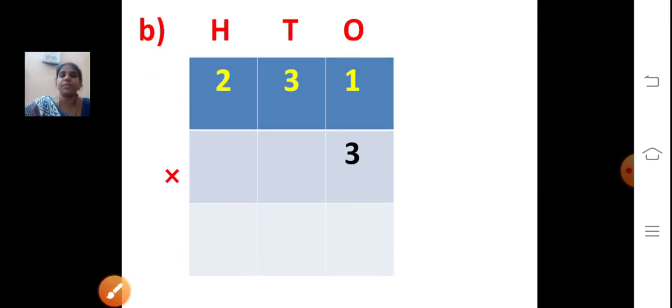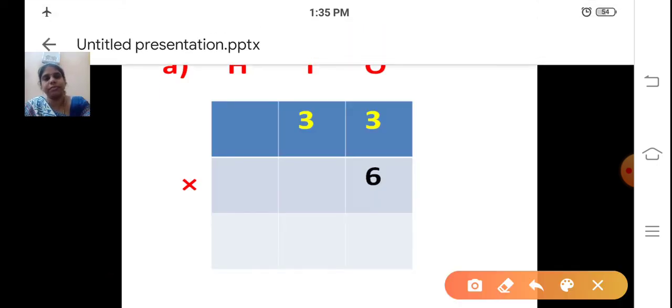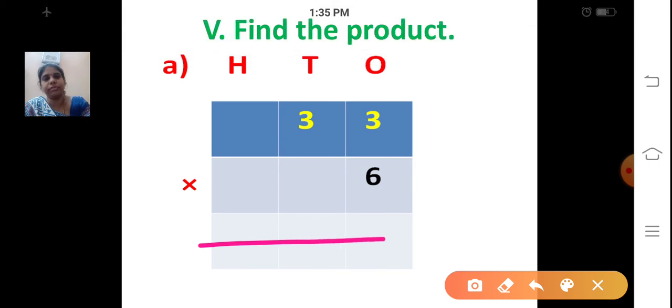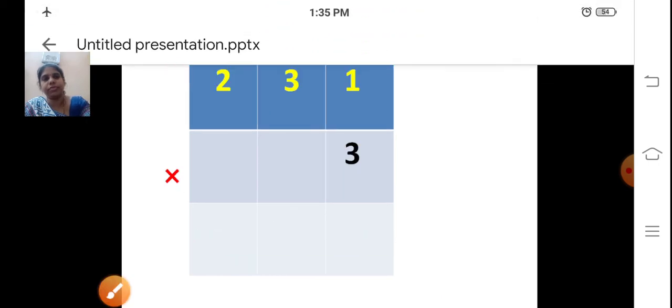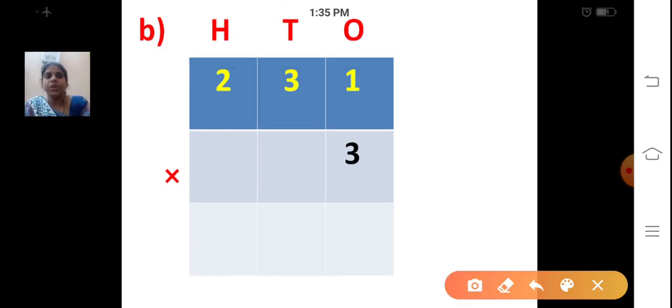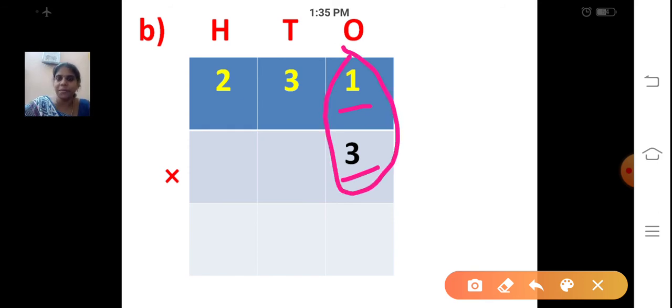Next we will see one more sum. 231 into 3. How to multiply this? Same way. So first we are going to multiply 231 into 3. First we take the digit at the ones place and multiply by 3. 1 into 3. 1 three is 3. Write it down in the ones place, below the ones place.